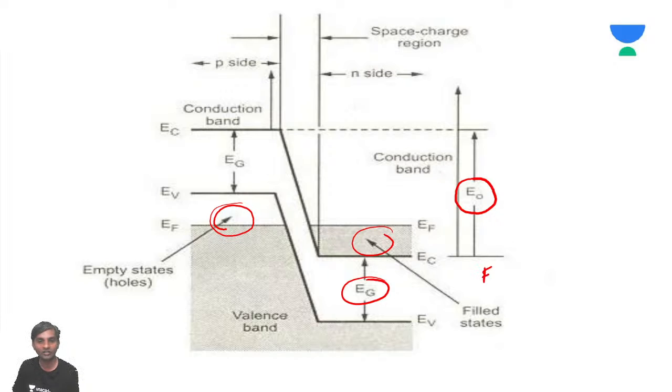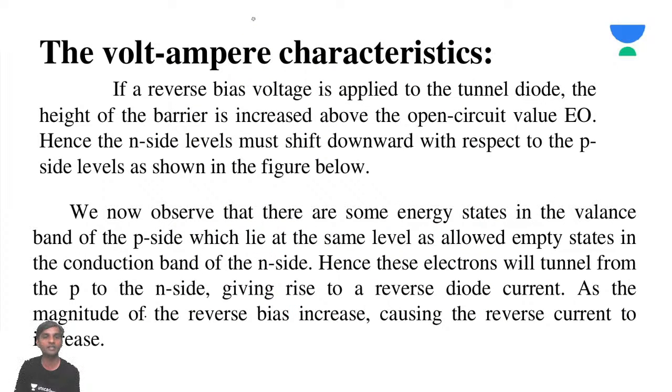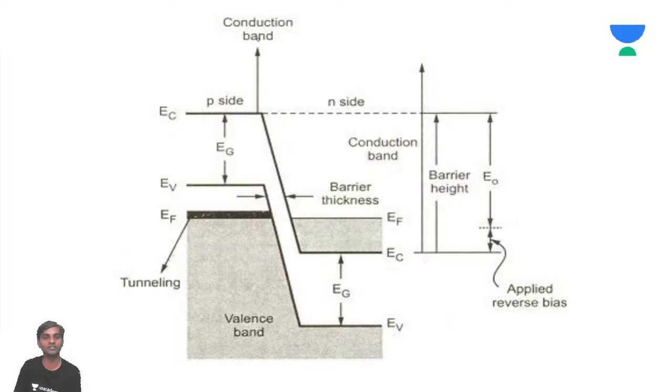So this E naught is higher when compared with Eg. Yes or no? You can see here very clearly. Now if you see the volt ampere characteristics, if the reverse bias voltage is applied to the tunnel diode, the height of the barrier is increased above the open circuit value of E naught. Already E naught is higher than Eg, and now if you are increasing the reverse bias, E naught still increases. Hence the N side levels must shift downwards with respect to the P side levels as shown in the figure below.